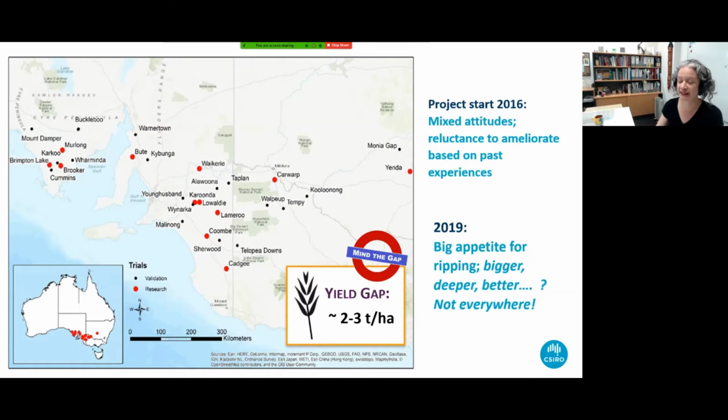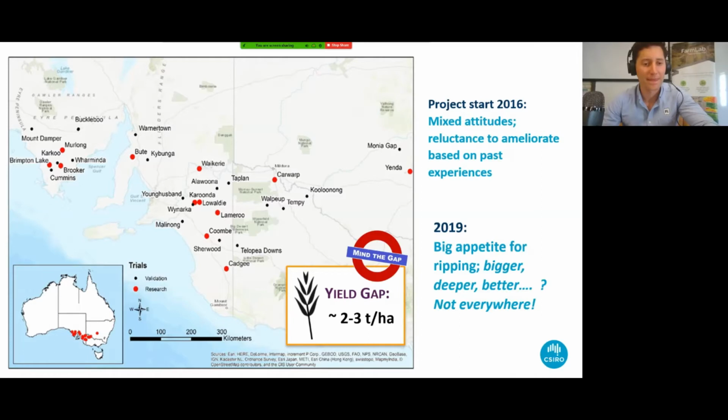And key to understanding where is not only which constraints are at play, but also an understanding of what the yield gap across the low to medium rainfall is, because essentially that's what we're chasing in order to ensure that there's return on investment from the intensive strategies.